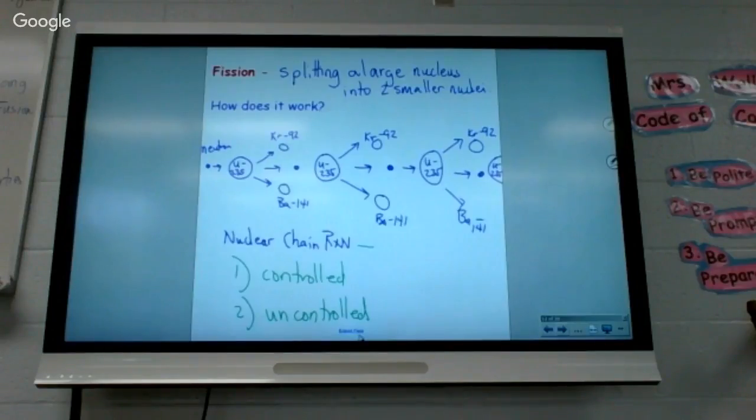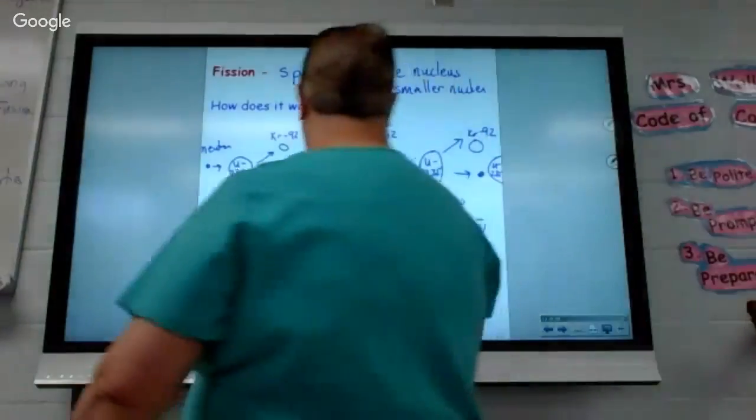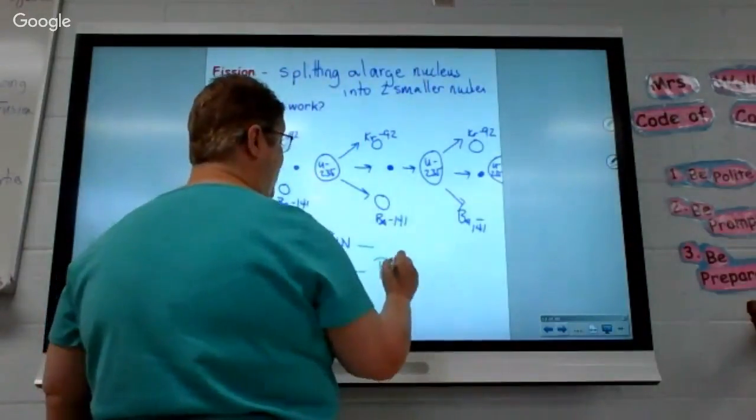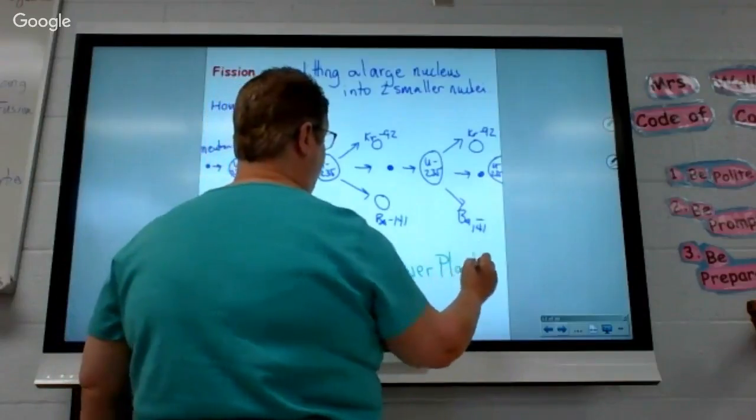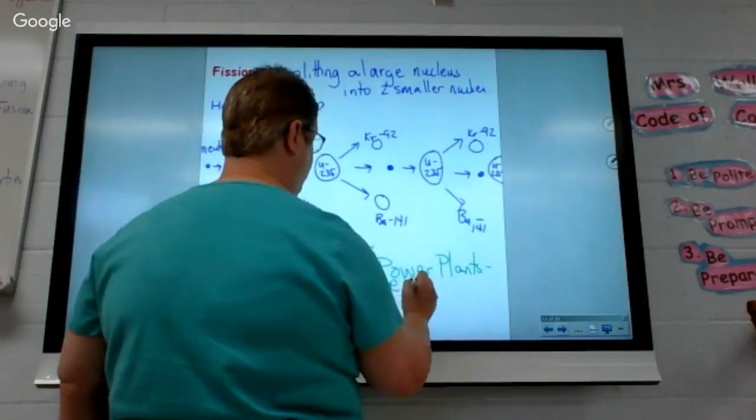We have 3 of them in the state of North Carolina. We have 3? Nuclear reactors? Oh, really? I didn't even know we had those. What do we use them for? Electricity. We use them for power plants, for electricity.